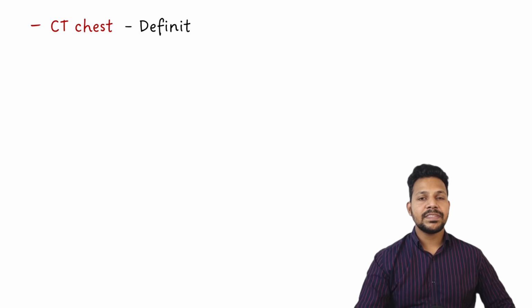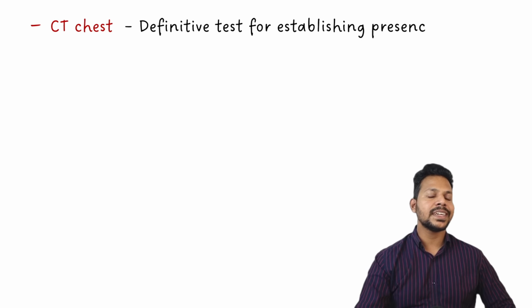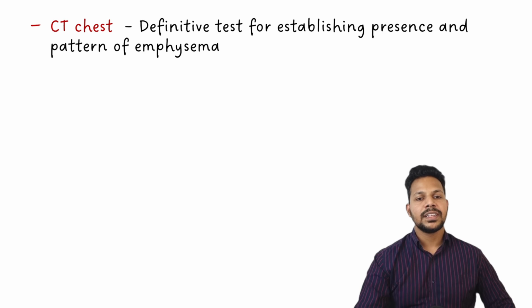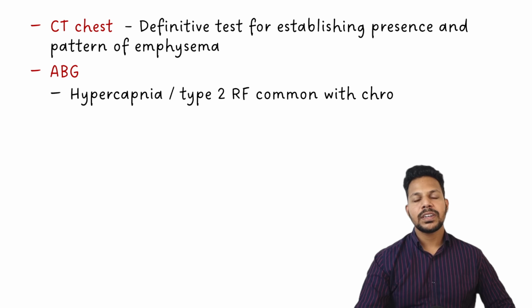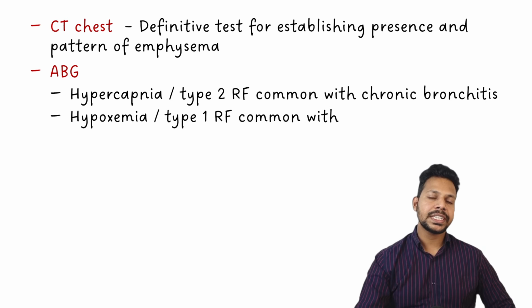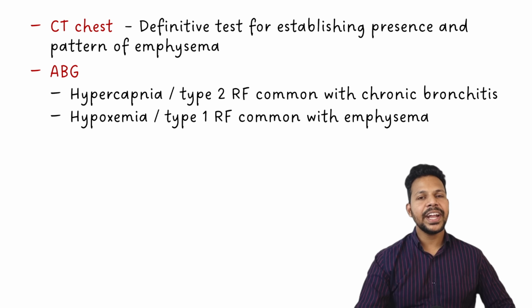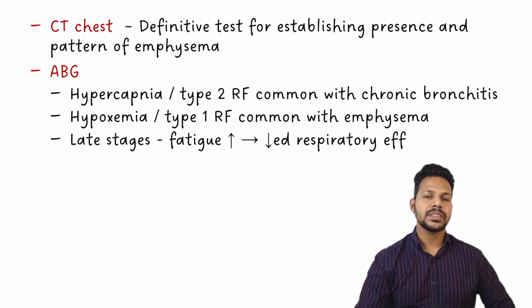A CT chest is a definitive test for establishing the presence and pattern of emphysema. On ABG, you can appreciate type 2 respiratory failure in patients with chronic bronchitis. In early emphysema, you'll appreciate type 1 respiratory failure, and in late or advanced emphysema, you'll appreciate type 2 respiratory failure. This we have already understood in the pathogenesis.